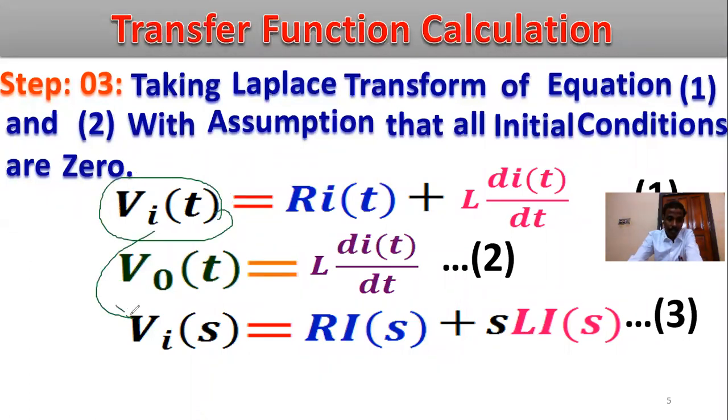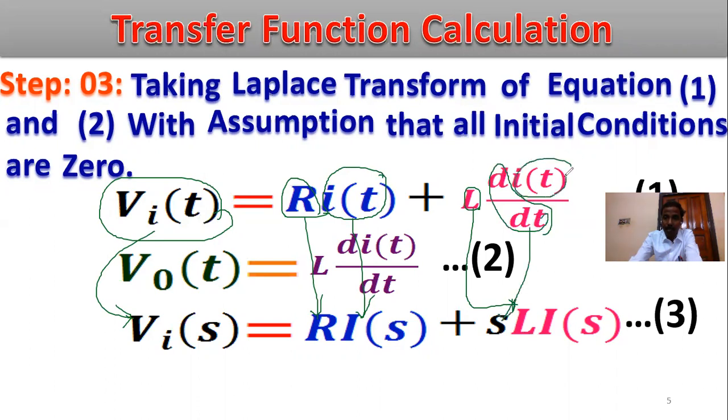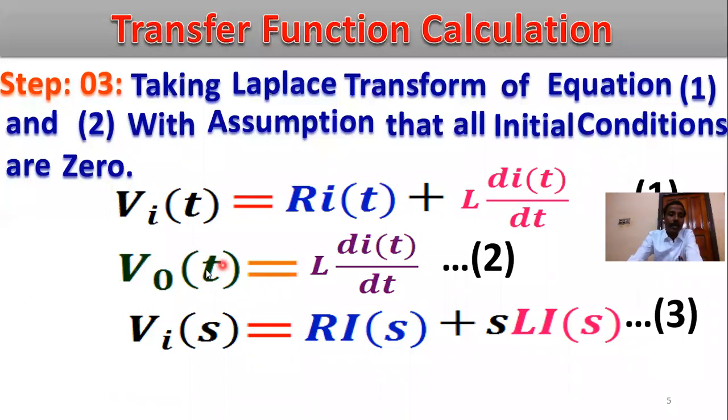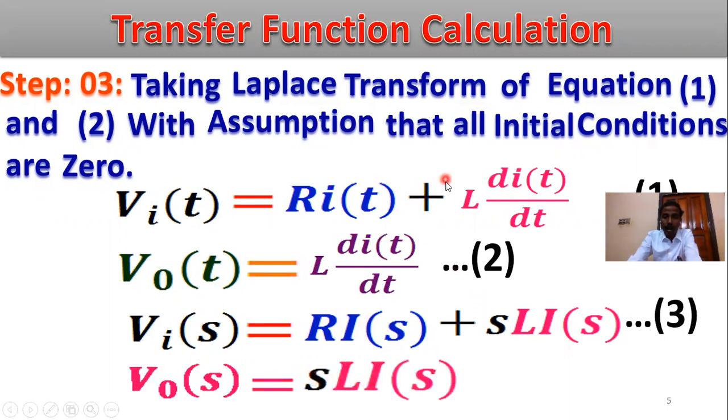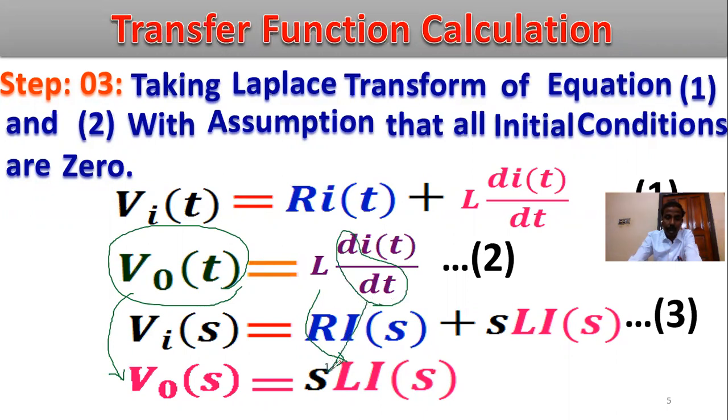This is the time domain equation, and this is the frequency domain equation: the input voltage, the resistance constant, and the Laplace transform of i(t) is I(s). L is a constant inductance, d/dt is equivalent to S, and the Laplace transform of i(t) is I(s). So this is equation number 3. Then taking the Laplace transform of equation 2, we get Vo(s) equals S into L into I(s), with L constant, d/dt equivalent to S, and i(t) equivalent to I(s). This is equation number 4.